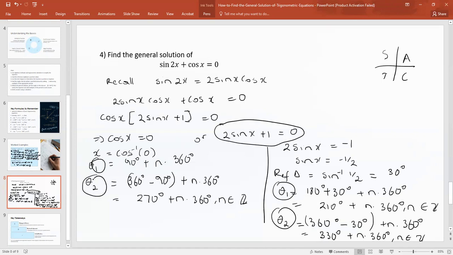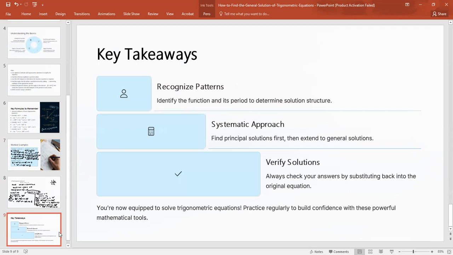That is a typical example of how to use trigonometric identities to solve a trigonometric equation. So what have we grasped throughout the session? We've been able to recognize patterns to identify a function and its period, to determine a general solution of a given trigonometric equation. We're able to use the principal solution and then extend to the general solution. And remember to always verify your answer by putting it into the original equation.